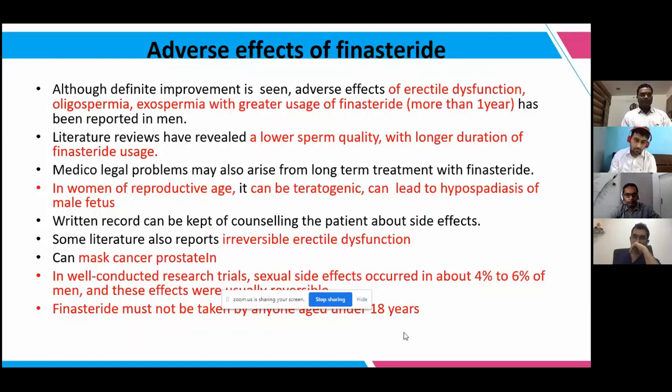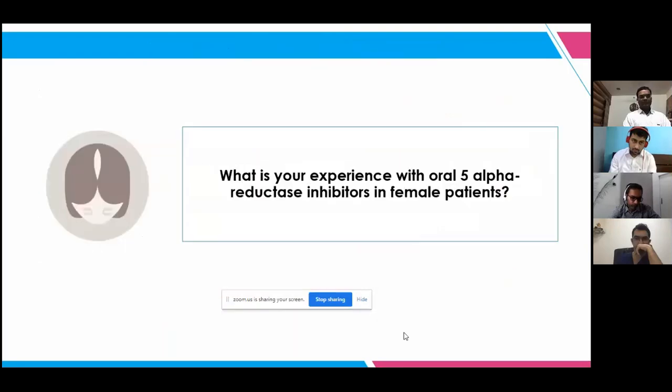And for anybody above 45 years of age, please see that it can mask cancer of the prostate. Anybody under 18 years of age, we don't prescribe it. That is another thing Dr. Anand has told.